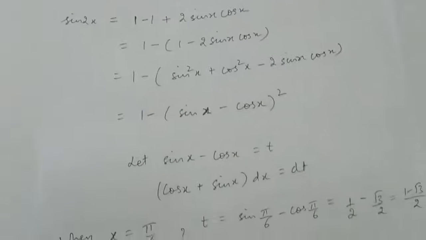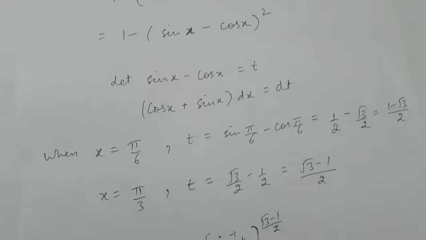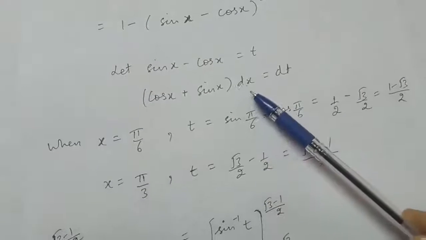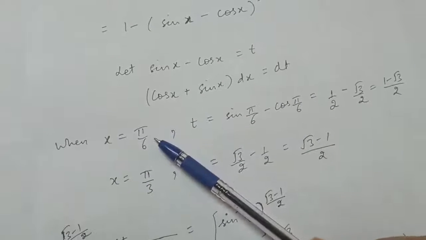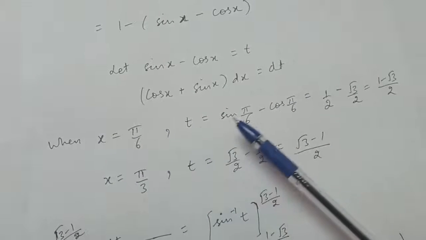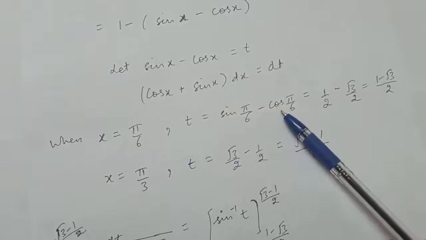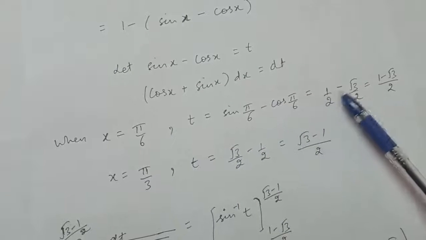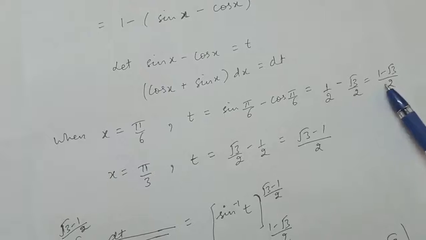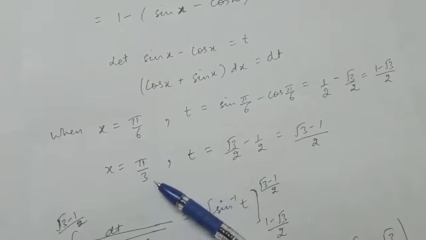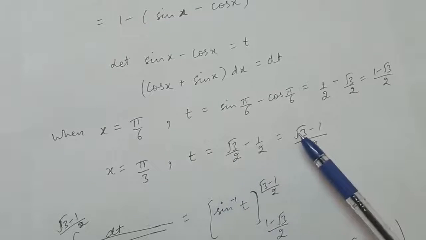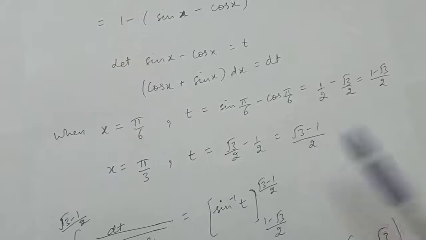Now let sin x minus cos x be equal to t. So you will get (cos x plus sin x) dx equal to dt. When x is pi by 6, calculate t, which is sin pi by 6 minus cos pi by 6, which is 1 by 2 minus root 3 by 2, which is equal to this. And when x is equal to pi by 3, you will get t as (root 3 minus 1) by 2.